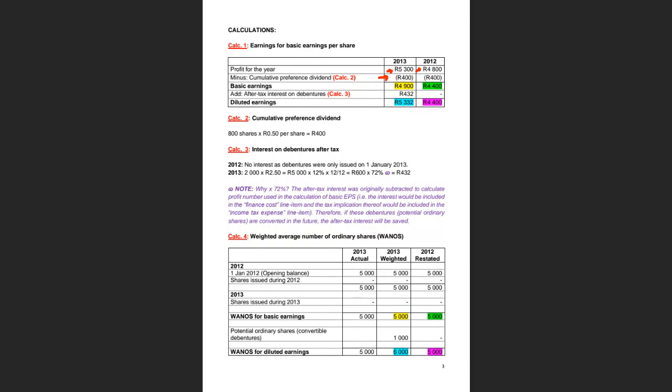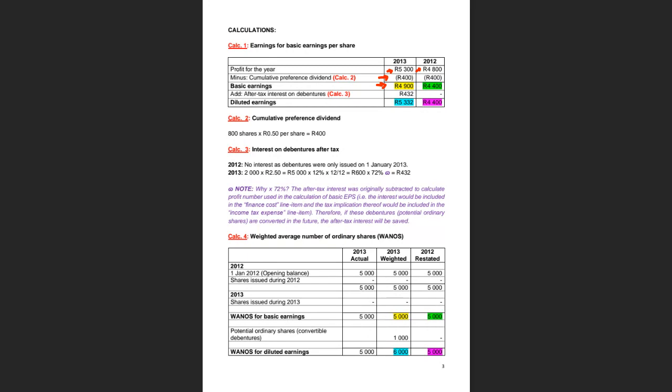Why are we subtracting the cumulative dividends? Number one, we subtract cumulative dividends regardless of whether it is being paid or declared. We always subtract it. We only subtract the current year amount, not the arrears. In addition, we subtract it from profit because it's not being owned. It's not attributable to our ordinary shareholders. It belongs to our preference shareholders. So that's why we reduce it. When we reduce it, we get an amount for earnings, so that's the basic earnings amount. So 4,900 in 2013 and 4,400 in 2012.